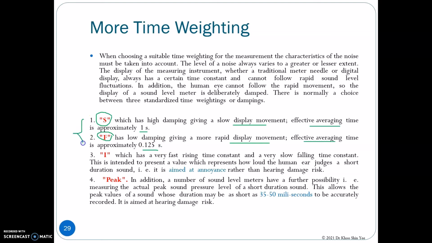Besides these two modes, we also have the I mode, which represents impulse, and also the peak mode. These two modes are additional time weightings, which have a time constant of around 35 to 50 milliseconds. We choose the impulse mode for annoyance analysis. On the other hand, peak mode is used for hearing damage risk assessment. This is the main difference between these two modes.